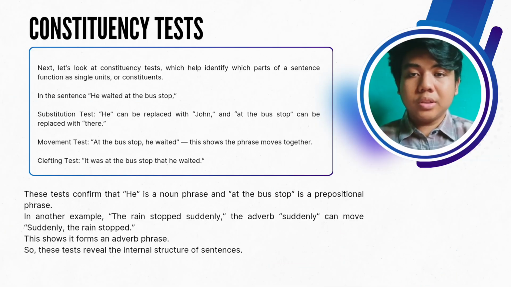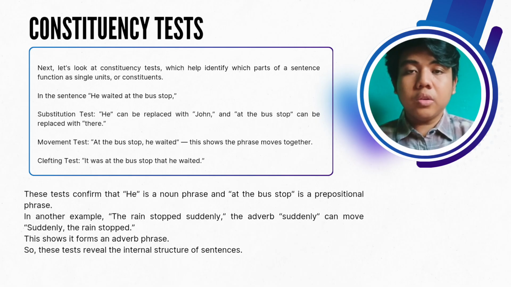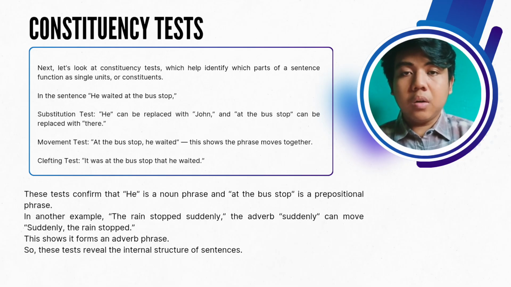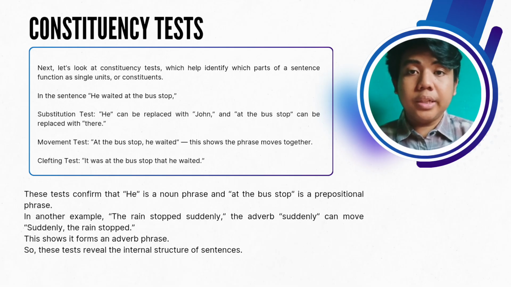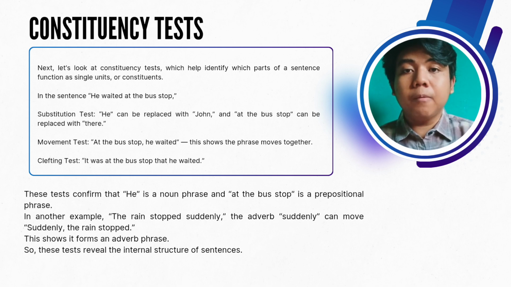Let's talk about constituent tests. These tests help us to find out which part of a sentence functions as a single grammatical unit, or constituent. Let's take the first sentence: he waited at the bus stop. This is a substitution test. We can replace he with a name like John and at the bus stop with there. The sentence remains grammatical, so both are constituents.